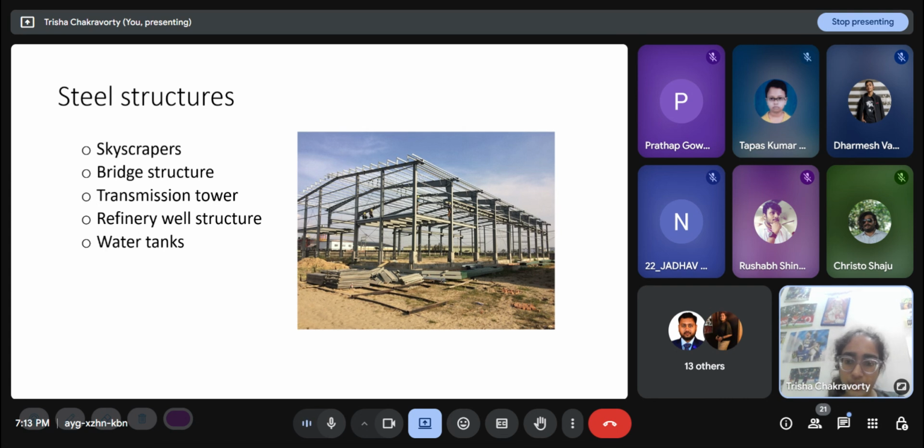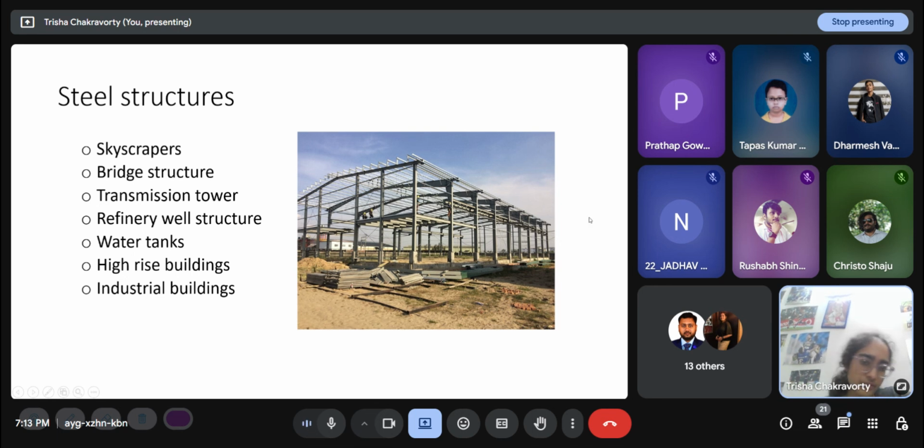Refinery structures, water tanks, high rise buildings, industrial buildings. So this is like a factory shed. This is a common kind of factory shed where these are all steel frames, this first one, then the second one, the third one, and then there are transverse steel sheets running along the entire structure, and then you'll put a roof or something above it. This is a factory shed.